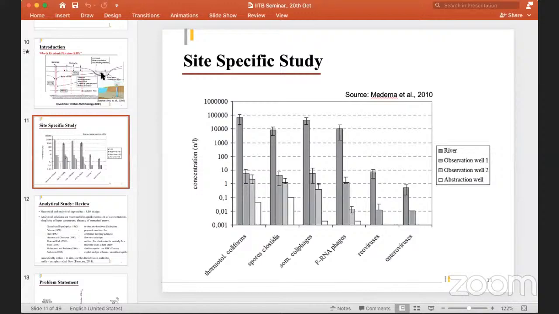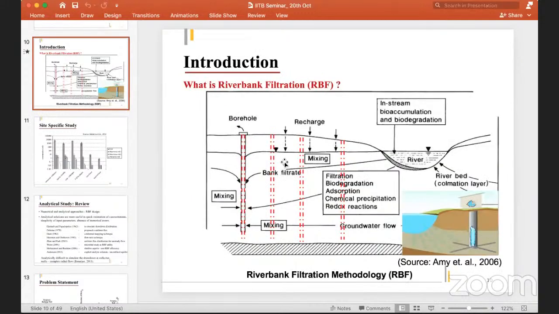So how do we decide, for example, let's say if my river is flowing about 2 kilometers from my village and from my town or township, and I cannot keep boring, for example, 10 bore wells or something. How do we decide where I should take the sample?